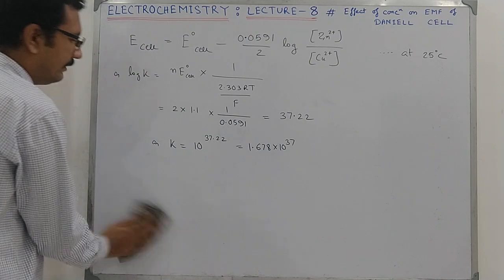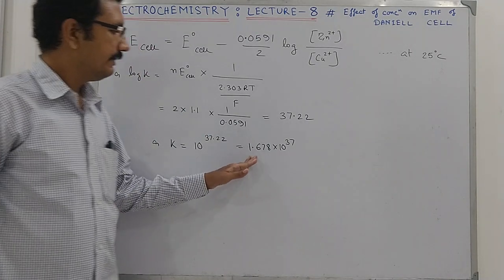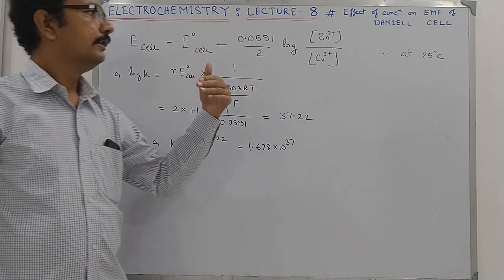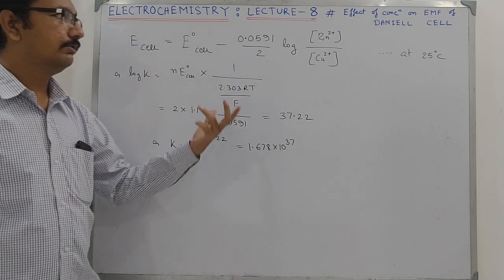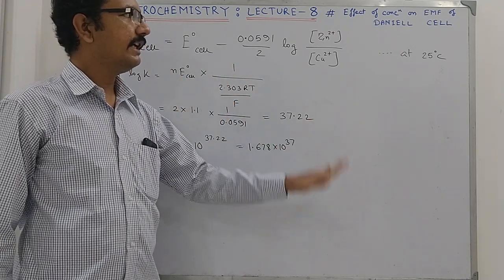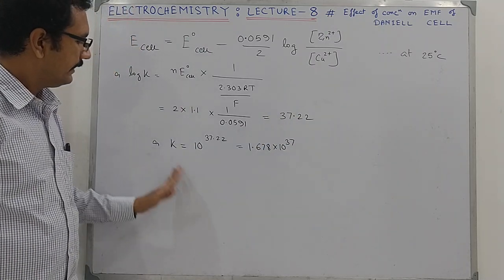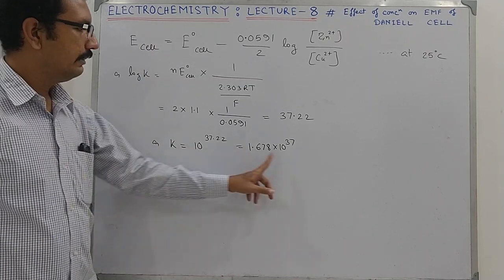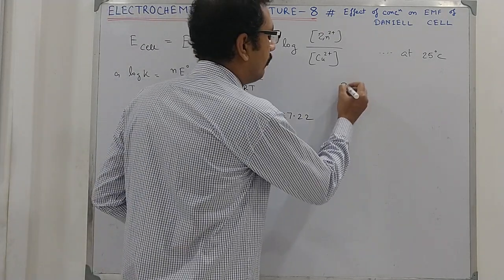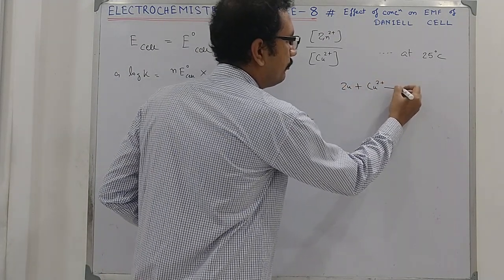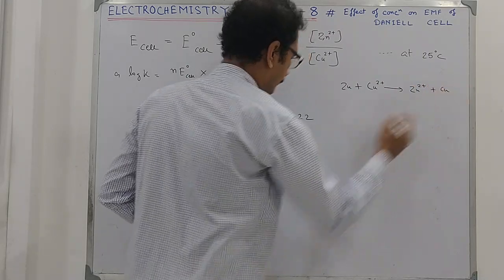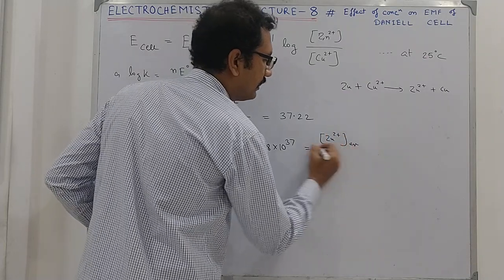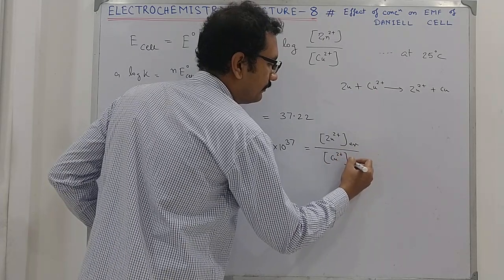Now what does this mean? We have determined the value of equilibrium constant for the Daniell cell. So when this Daniell cell will not be able to produce any current, that is it will be dead, it will come to an end, then it is said to have achieved equilibrium. Now at equilibrium the value of K is this one. Now the reaction occurring in the Daniell cell is Zn plus Cu2+ arrow Zn2+ plus Cu. So this is product by reactant. So this is Zn2+ equilibrium by Cu2+ equilibrium.